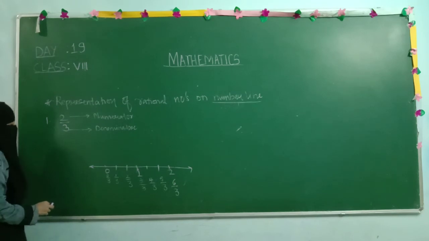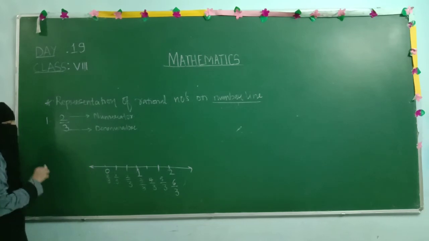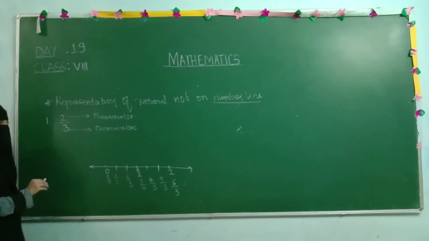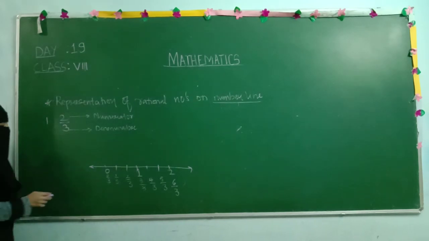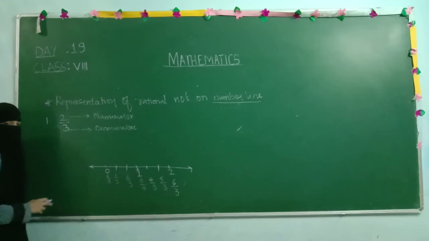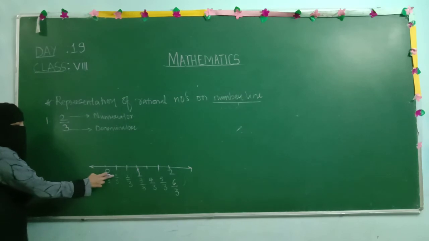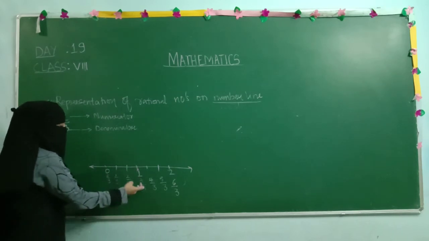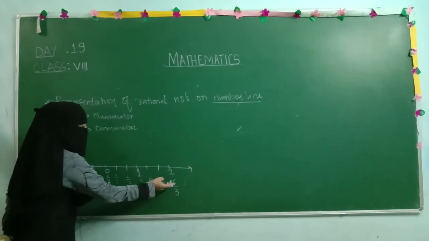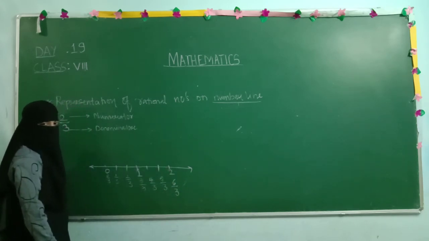After dividing into 3 parts, the most important thing is how to write the numbers. We need to start from 0, and in the numerator we go on changing the numbers, but the denominator should be constant. Constant means it is not going to be changed. You are observing that everywhere the denominator is 3 only, but the numerator is getting changed. So we start with 0 by 3, 1 by 3, 2 by 3, 3 upon 3, 4 upon 3, 5 upon 3, 6 upon 3.